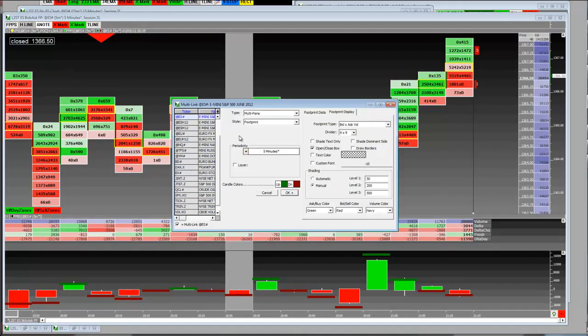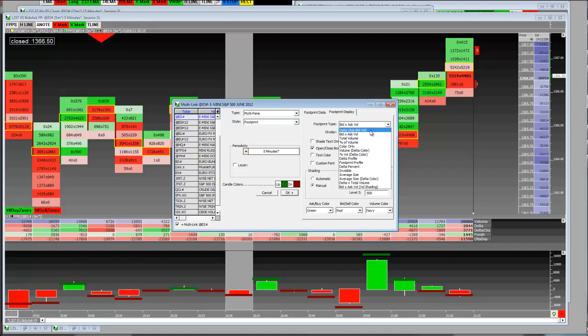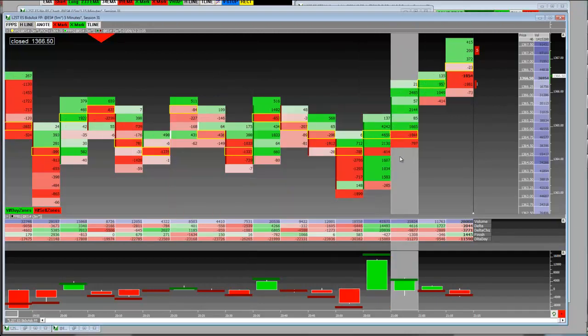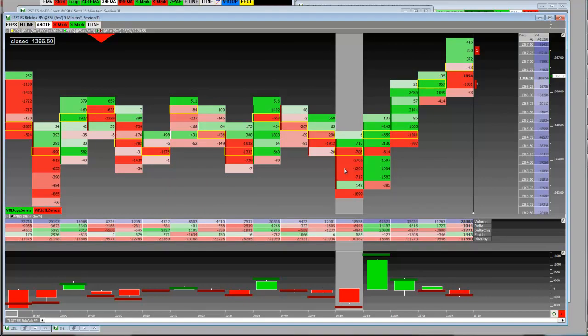You can change this, and you can display it as delta, which gives you one figure, which basically does a simple calculation. It takes the volume from the offer away from the volume on the bid, and you're left with one figure. It's either negative or positive. So if there's more volume that lifted the offer, it will be a positive number, and it is what we call a positive delta. If there's more volume that's hitting the bid, it will be a negative number, and it will be what we call a negative delta.